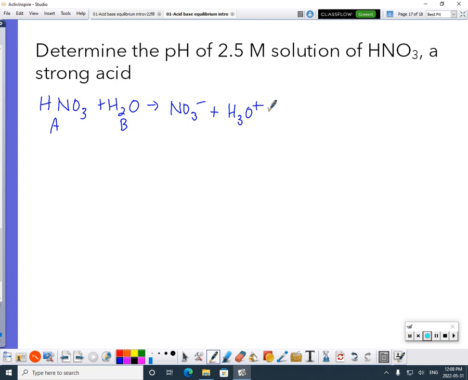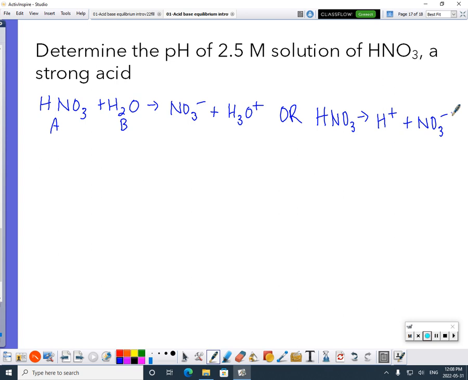So when you have something strong, because the question is really straightforward, there's no ICE, lots of people will just split it apart into its 2 ions. Again, lots of our acids are oxyacids. Maybe you need the polyatomic ion, so you can use that from your periodic table. So this nitrate is just a polyatomic ion.